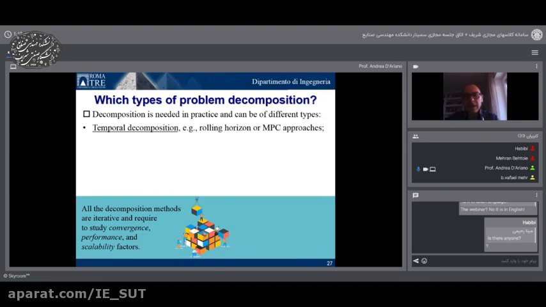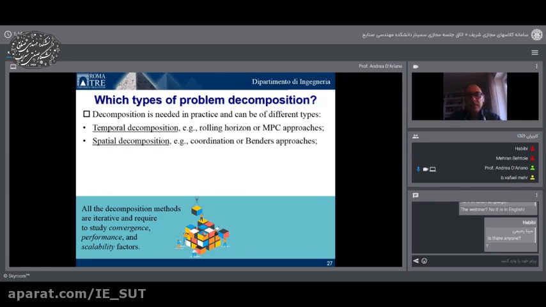temporal decomposition. There are a number of approaches, for example, to resolve real-time train control problems, dealing with speed control or train sequencing, routing in some cases, that are based on rolling horizon or model predictive control approaches. These approaches have been very much used. Why? Because in real time, information is changing dynamically, quickly, and you need to update information. And this can be done very easily in this kind of problem decomposition.